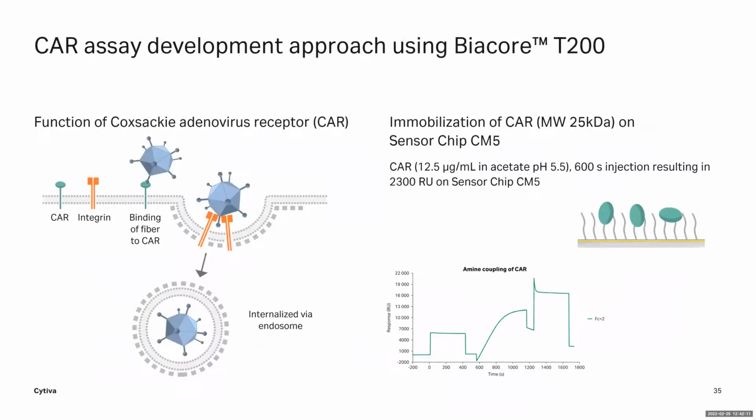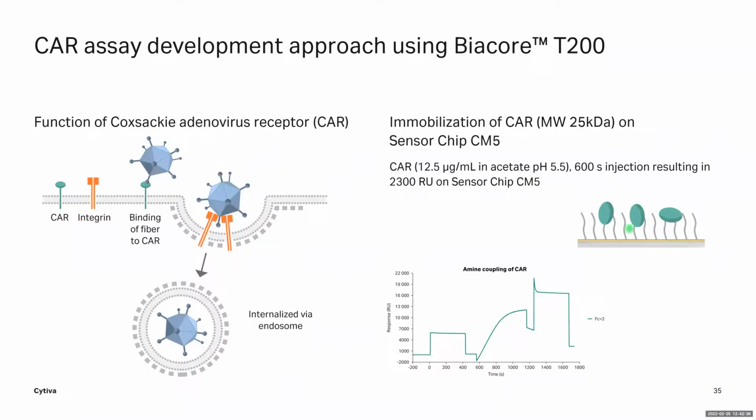Here is an example of a concentration assay using a calibration curve and a fairly large binding partner, in fact, a virus. The virus is Coxsackie adenovirus, and the receptor is Coxsackie adenovirus receptor, or CAR. So we've put CARs on the chip surface, and we will bind Coxsackie adenovirus.